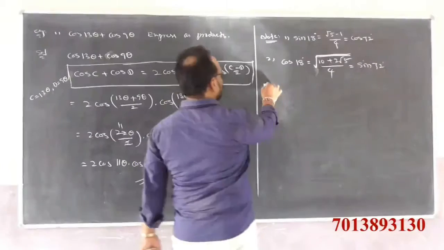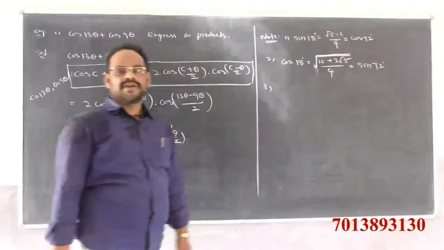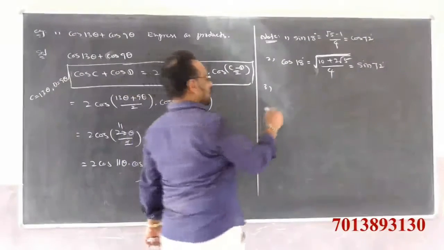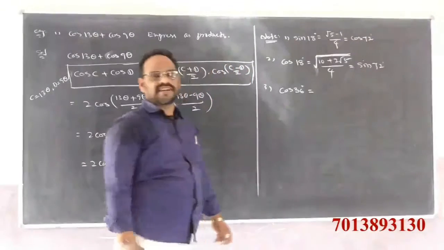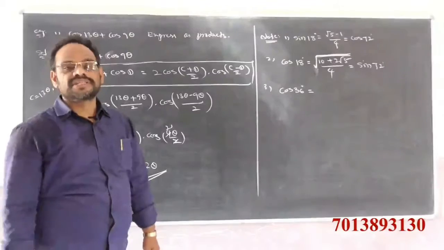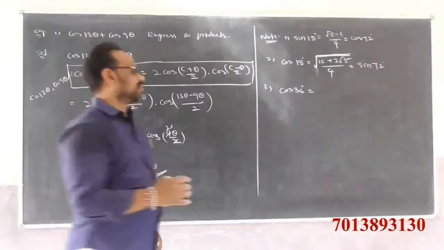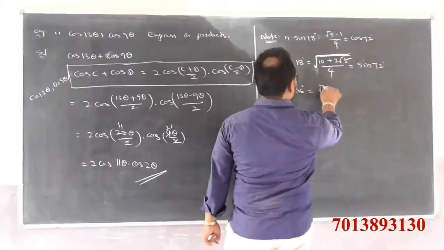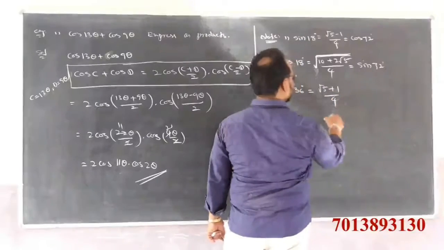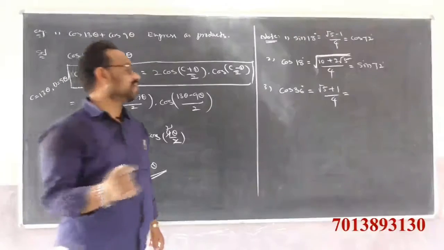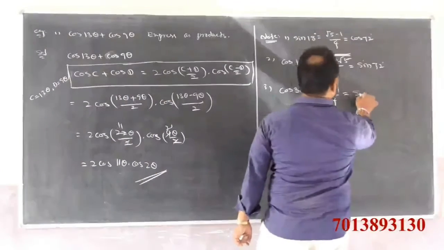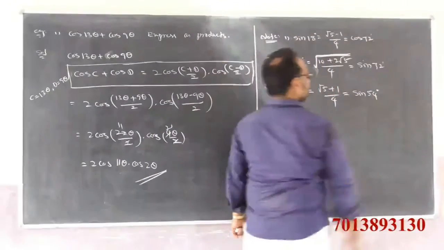Next, third, already discussed previously, that is cos 36 value. Cos 36 degrees is square root of 5 plus 1 by 4, which is the same as sin 54 degrees.